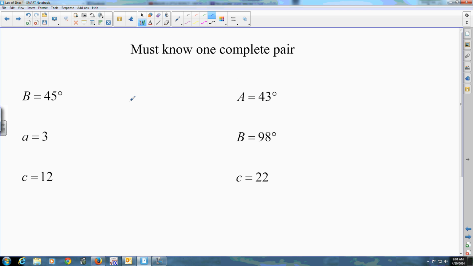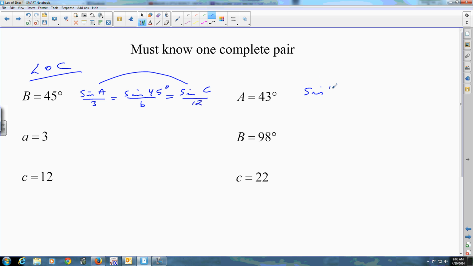So you have to know a complete pair. And what I was talking about was if I start to fill it out, sine of A over 3 is equal to sine of 45 over little b equals sine of big C over 12. No matter which pairing I use to cross multiply, I'm always going to have two unknowns. If I use this pairing, I have angle A and side B that I don't know. If I do these two, I have side B and angle C I don't know. If I use these two, then I have angle A and angle C. This is actually going to be a law of cosines problem, which we'll do tomorrow or in the next video. And so that's what I mean by you have to know one complete pair.